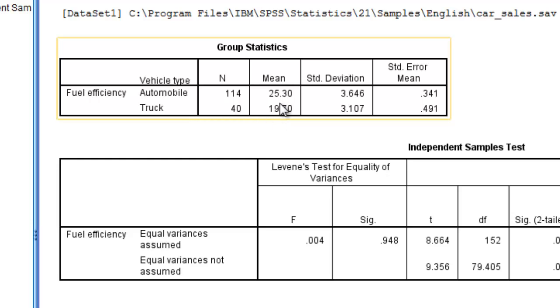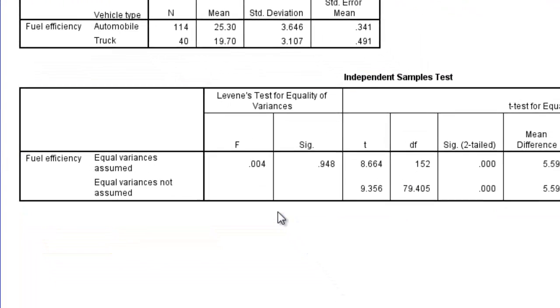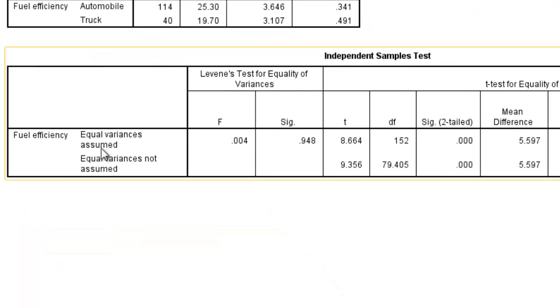But is this difference real, reliable? Is it something that could have been just a fluke? And that's what the t-test is going to tell us. It's going to tell us whether or not this difference is simply a fluke. The t-test is down here, and we're looking at fuel efficiency as our dependent variable. And we've got two rows of t-tests. One of them is equal variance assumed. The other is equal variance not assumed.